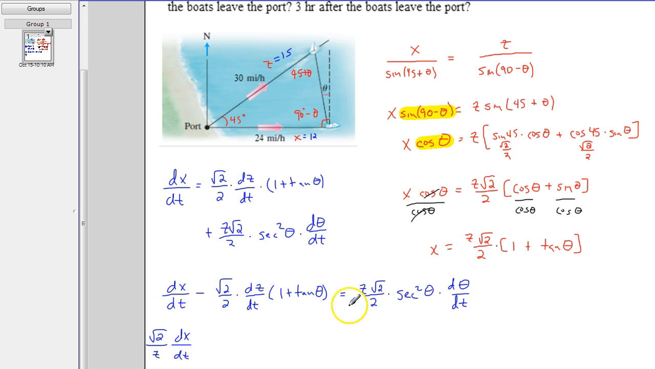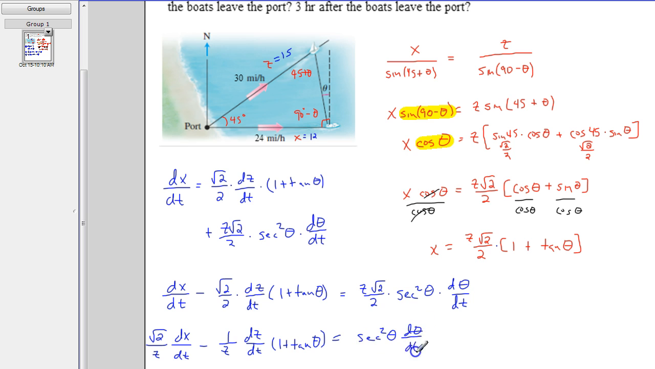Alright, and then here, these cancel. I end up with just a 1 over z, and then dz dt, and then 1 plus tangent theta. Alright, equals, this is gone now. I've multiplied both sides by this reciprocal. So it's now over here, and that equals secant squared theta d theta dt.